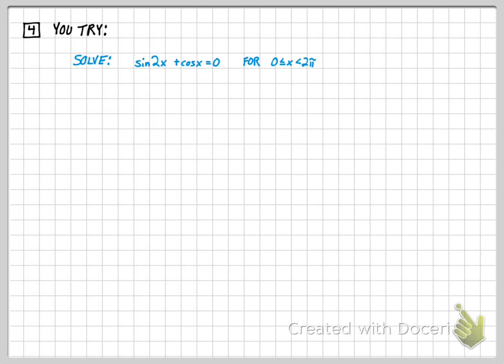All right, let's take a look at this one. This is another equation that has a double angle formula in it, so I'll give you that hint. You need to deal with that off the bat. Take a few minutes, think about your identities and your solving skills, and see if you can come up with the answers for this trig equation.